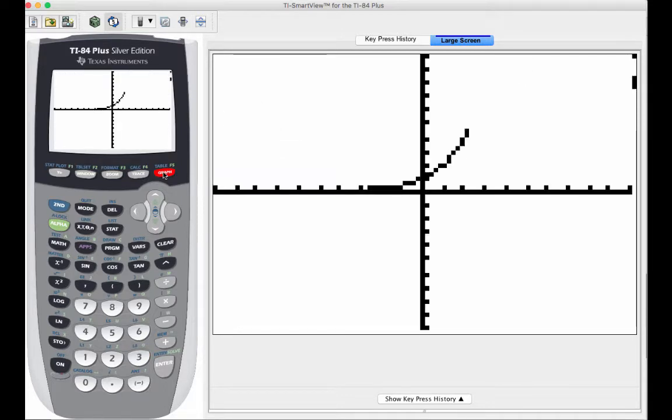So the first one is our stock one. That's 2 to the x. And this is 2 to the x plus 3. Now notice what happened. This point right here is at (0, 1). That point, (0, 1), was shifted over 3 units. It's now at (-3, 1), so it was shifted 3 units to the left.